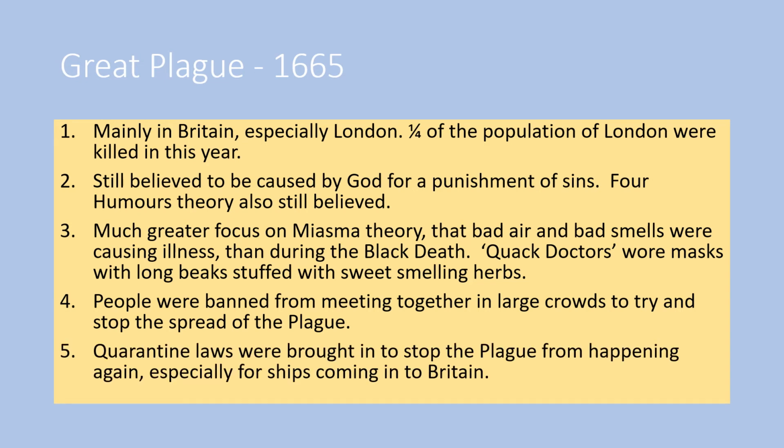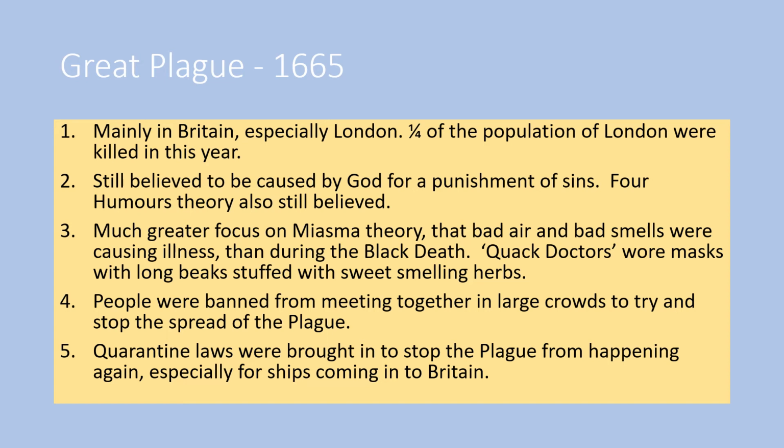Like I said, quarantine laws were brought in to stop the plague from happening again. For instance, ships that were coming into Britain, if it was known that there was somebody who was ill or an illness spreading through the men on the ship, then nobody would be allowed off that boat when the ship came into Britain for a certain amount of time. So those quarantine laws happening there. So some progress we can see potentially from the Black Death.